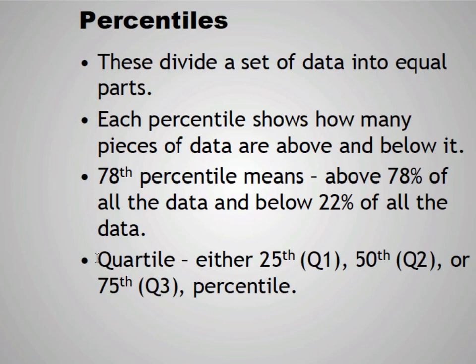Now we also have things called quartiles, and this divides all the data into quarters. The 25th percentile we also call quartile 1. The 50th percentile we call quartile 2, and this is also the median, because it's right in the middle. And then the 75th percentile we call quartile 3.